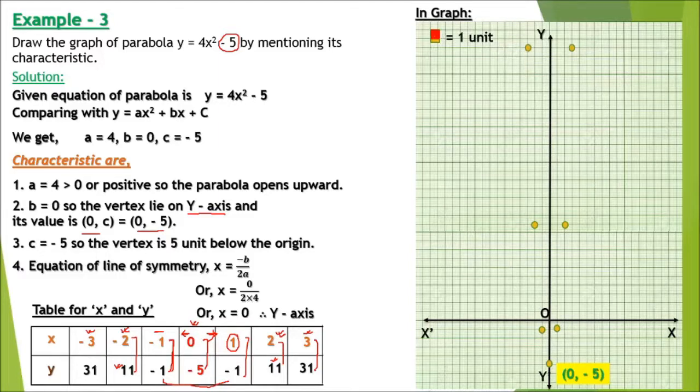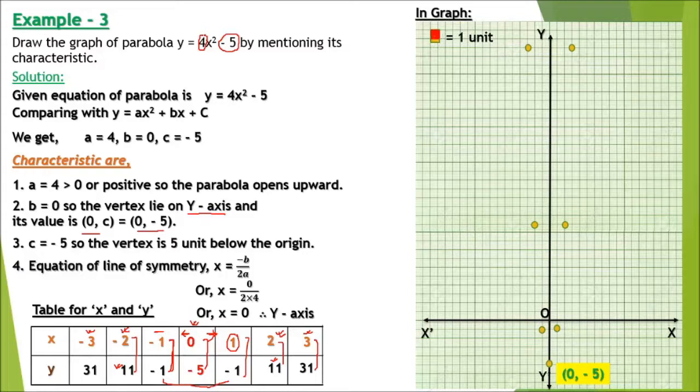Now the graph of the parabola is narrower, isn't it? We are going to get a narrow parabola. Why? Because you can see the value of a is 4. It's bigger, it's increasing. With the bigger value of a, the opening of the parabola is narrower.